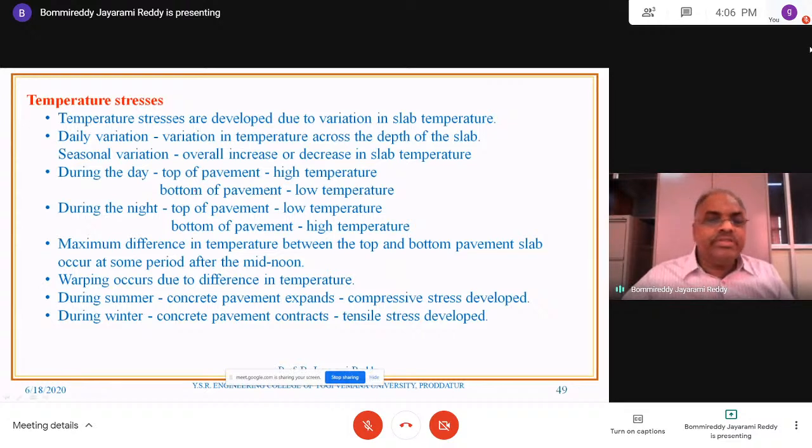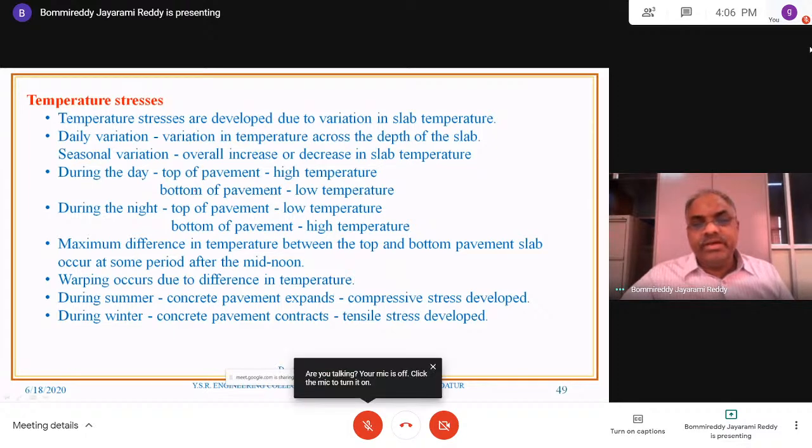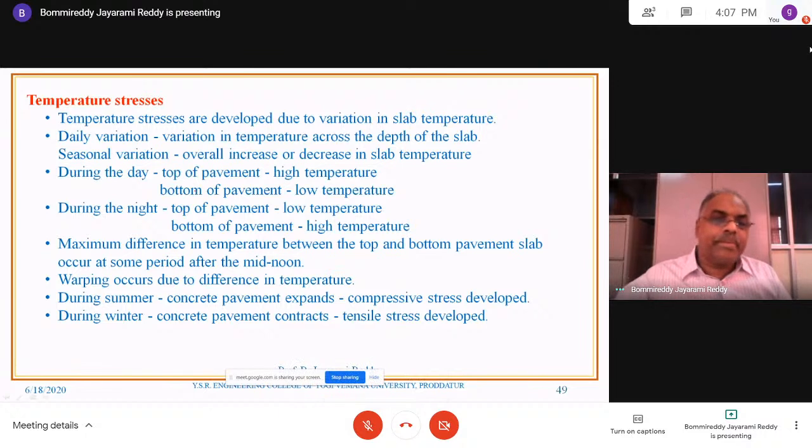And the important thing is, because of the loading at the interior and also the edge, the bottom face is under tension. And because of the corner loading, the top face is under tension. So that is more than sufficient now. Okay, now temperature stresses. Temperature stresses are developed due to variation of temperature in the slab.